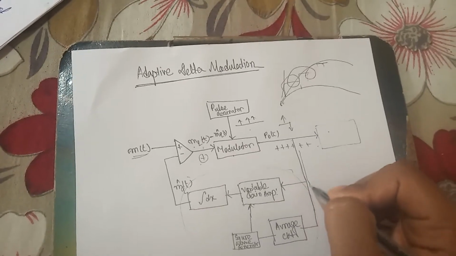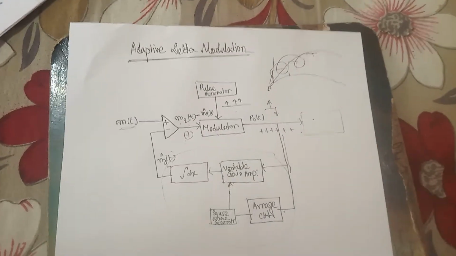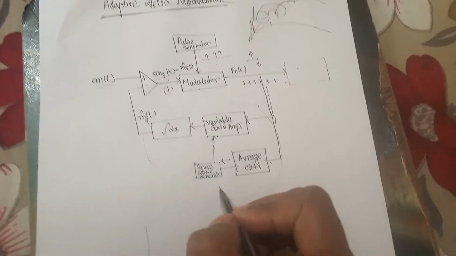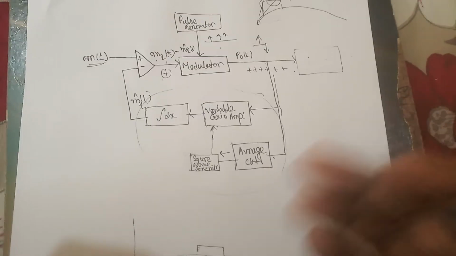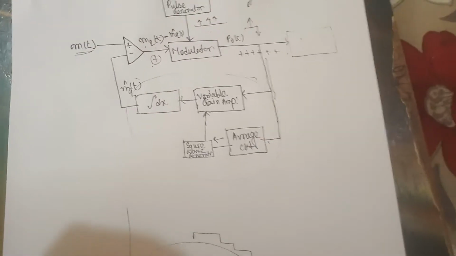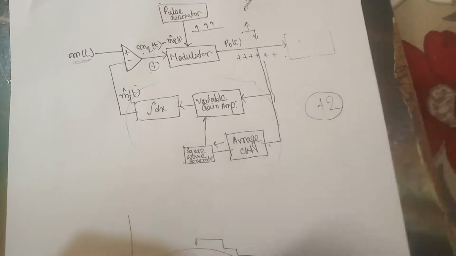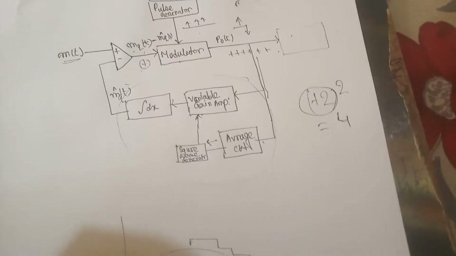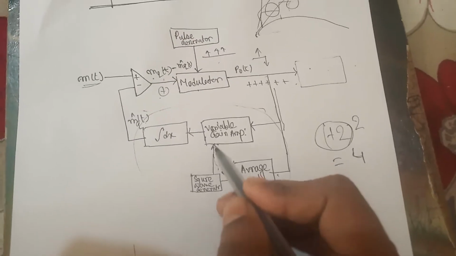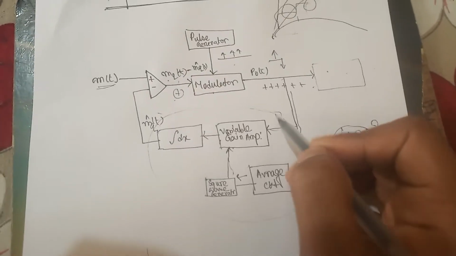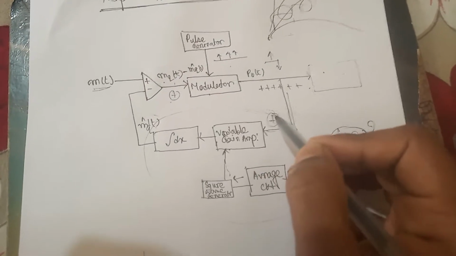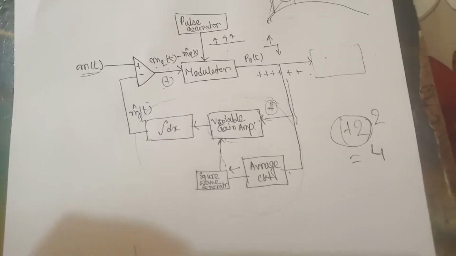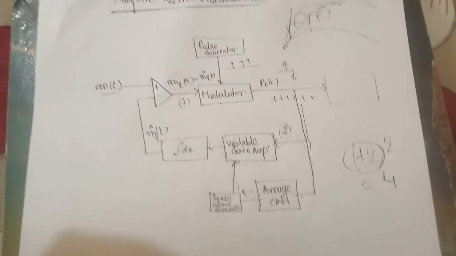So it goes to an average circuit. The total average will be a plus, and then it is fed to a square wave generator circuit. The square wave generator gives a more positive value. Suppose plus 2 is the average value, and the square wave gives plus 4. So it gives a more positive value, and this is fed back to the variable gain circuit. The input also comes in as plus, so the total at the variable gain circuit will be more positive.